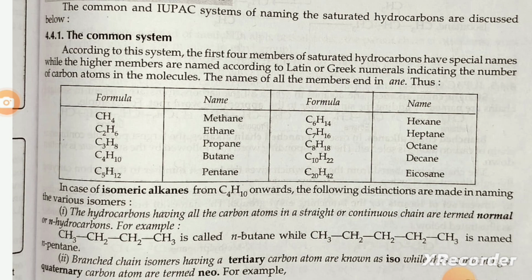In case of isomeric alkanes from C4H10 onwards, the following distinctions are made in naming the various isomers. First, the hydrocarbons having all the carbon atoms in a straight or continuous chain are termed normal or n-hydrocarbons. For example, CH3CH2CH2CH3 is called n-butane, while CH3CH2CH2CH2CH3 is named n-pentane.